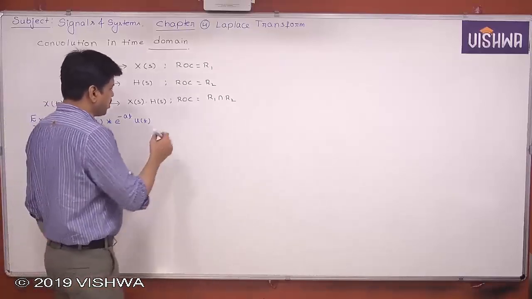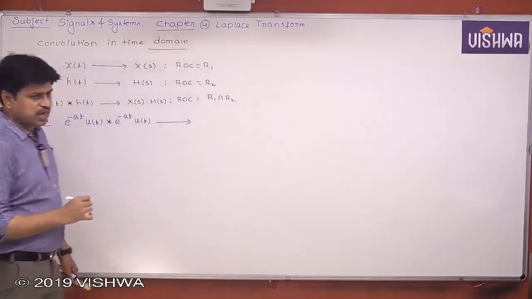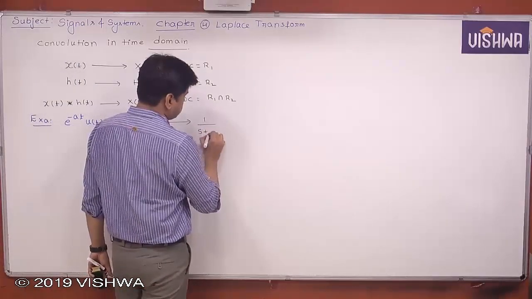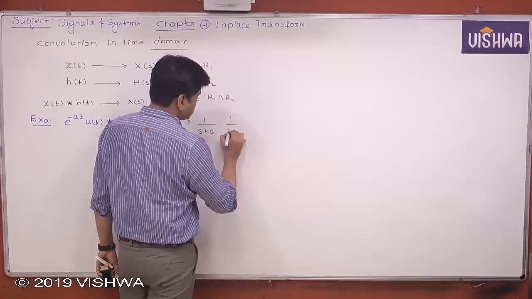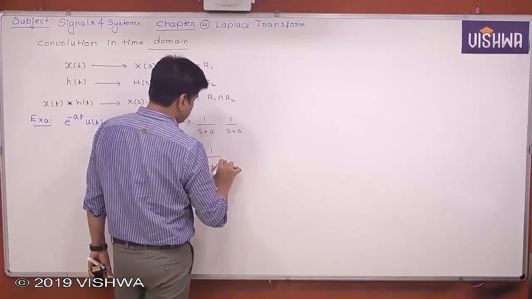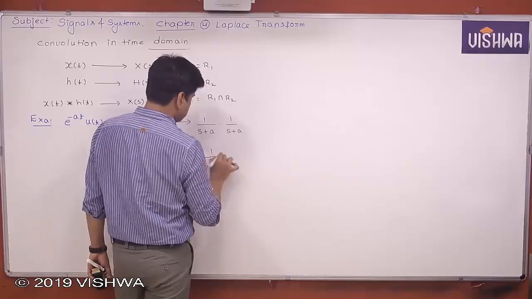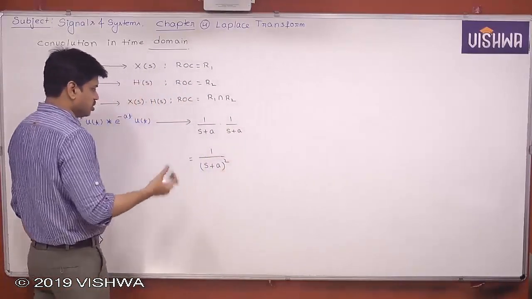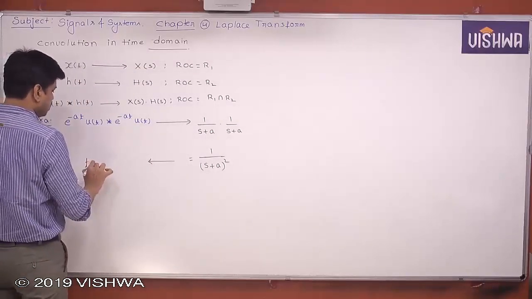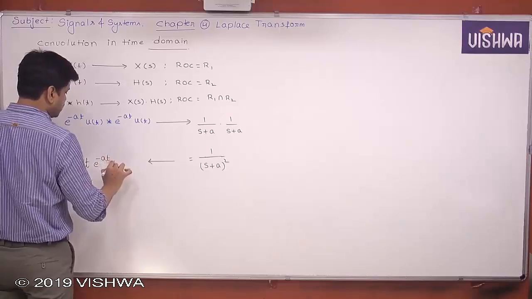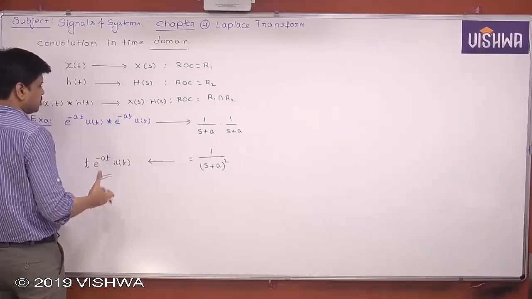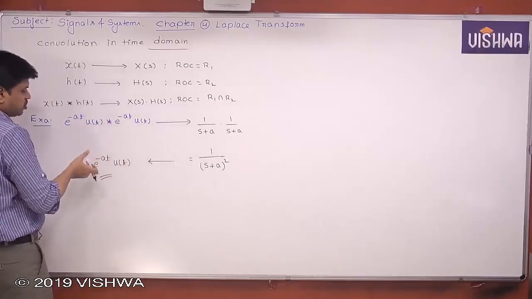If I take the Laplace transform, what is the Laplace transform here? 1 by s plus a multiplied with 1 by s plus a, that is equal to 1 by (s plus a) whole square. For this one, what is the inverse Laplace transform? That is nothing but t e power minus at u of t. So I know this is going to give you this result.